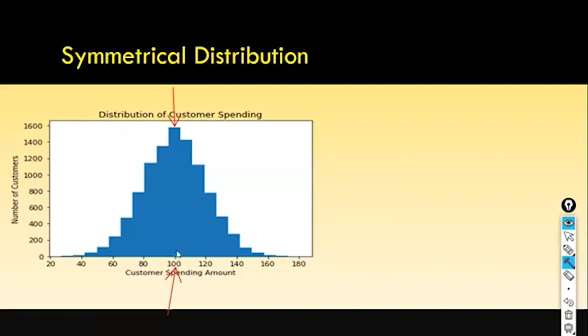But there are customers who spend more than $100: 120, 140, 160, and there is some outlier here. And on the left side, there are customers who spend less than $100 also. We cannot say all my customers are spending $100 in my shop. Some customers spend $80, some spend $10, $5, even $1. Different customers spend different money in your shop. But what is the common amount spent by the majority of your customers? If they ask you, just see the peak and say, $100, in the case of a symmetrical distribution.